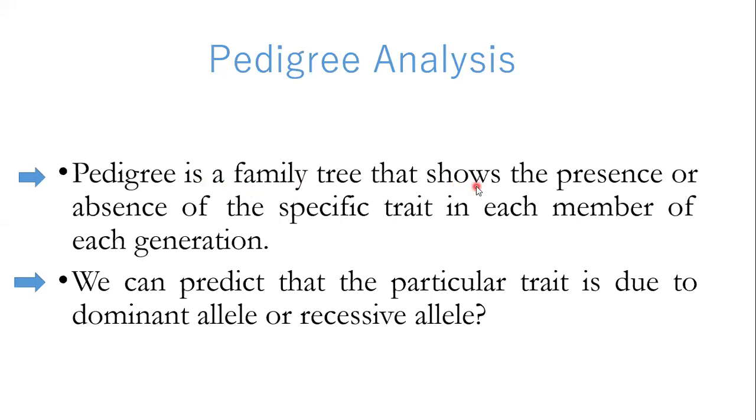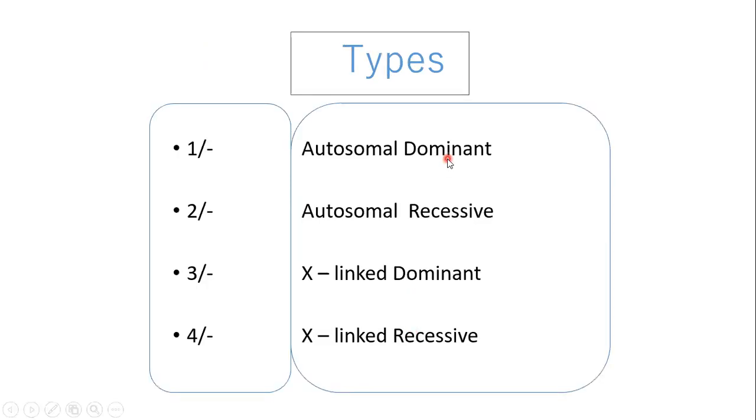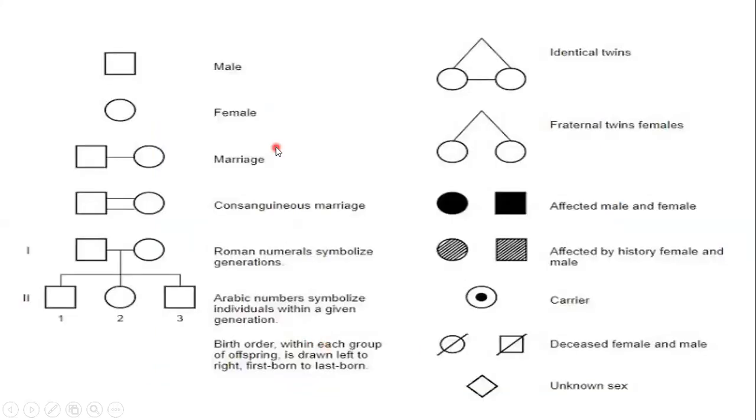A pedigree is a family tree that shows the presence or absence of a specific trait in each member of each generation. We can predict whether the particular trait is due to a dominant allele or a recessive allele. So, with the help of a pedigree, we can analyze the inheritance pattern of the particular trait. Four types of pedigrees are autosomal dominant, autosomal recessive, X-linked dominant, and X-linked recessive.